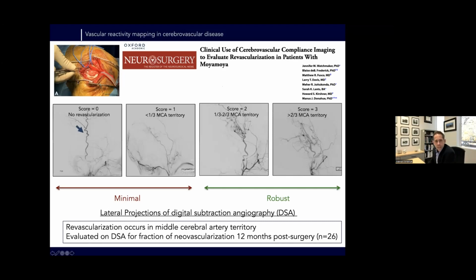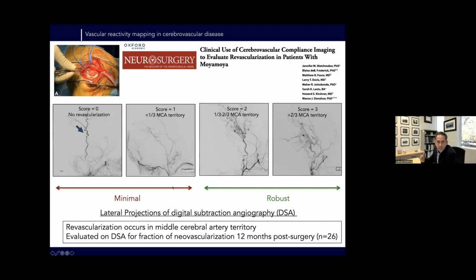So if you look a year later at a lot of these patients and you look at their catheter angiogram, it'll look something like this. You don't really see sprouting of many new blood vessels. Sometimes they'll sprout a little bit more, and then sometimes you'll get a really good response, where more than 1/3 of the MCA territory will have new blood vessels that have sprouted.